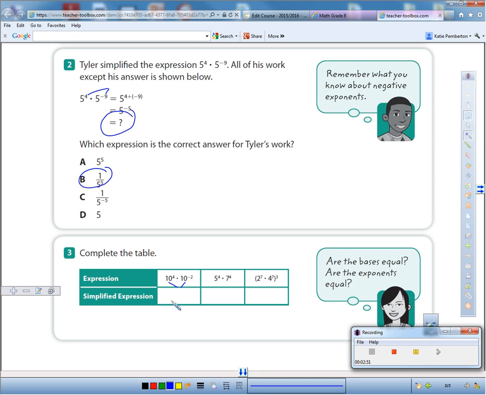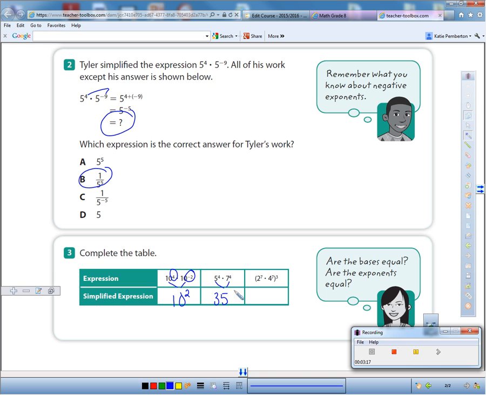Completing this table, we're simplifying these expressions. We have 10 to the 4th, and then 10 to the negative 2. You can add those, and that will give you 10 to the 2, or 10 squared. You could also expand that out, so you'd have 10 times itself 4 times on top, in the numerator, and twice in the denominator.